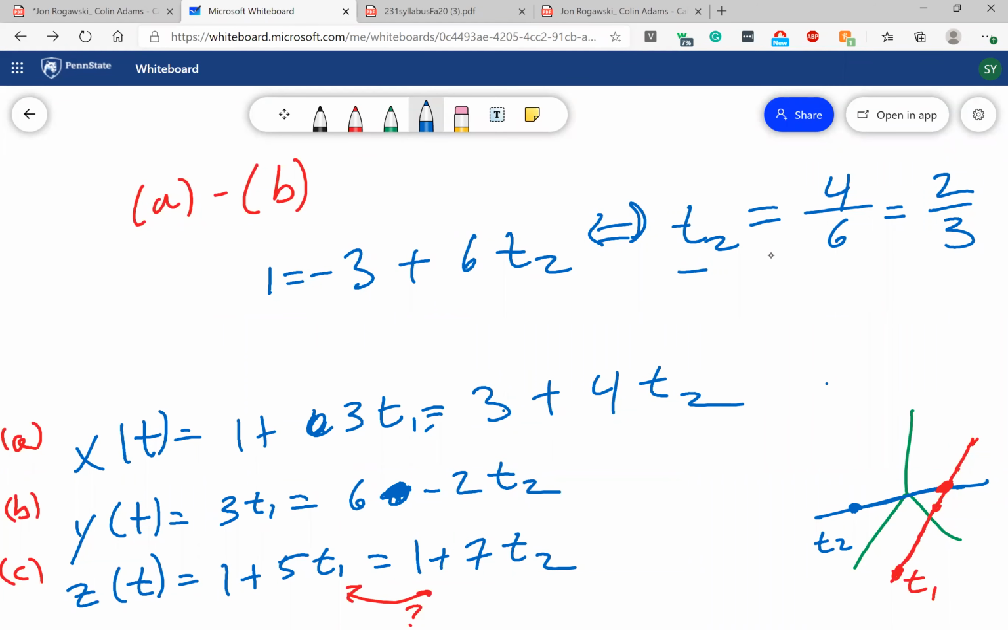So that's what T2 is going to be. So far, any questions?